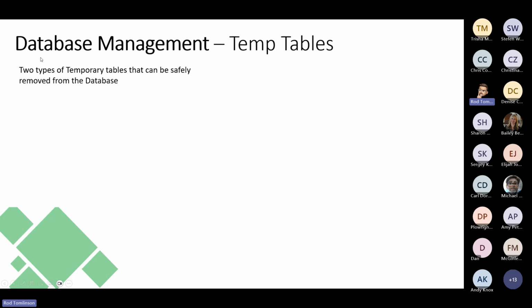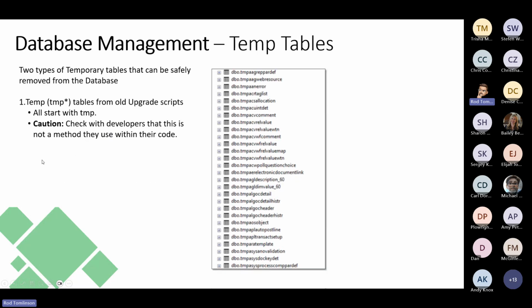Moving down to some database management temp tables, two types of temporary tables that can be safely removed from the database. In the older days, when we did upgrades, the system would, during the upgrade scripts, actually create temp tables from those scripts. I've got a screenshot here of what it would look like. Basically, they're used in a temporary manner when making changes to tables within the database system. We're going to see that we have TMP as a prefix to each one of these tables here.